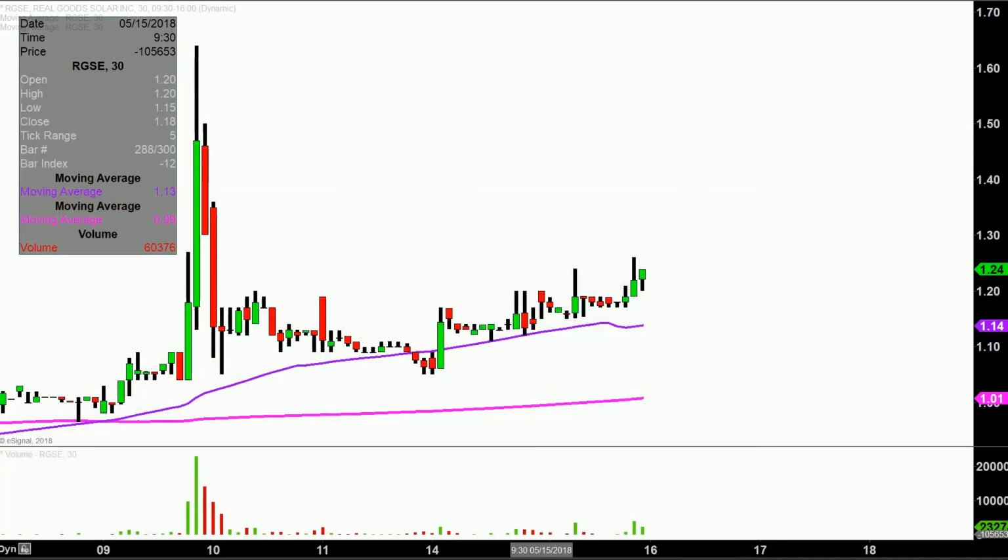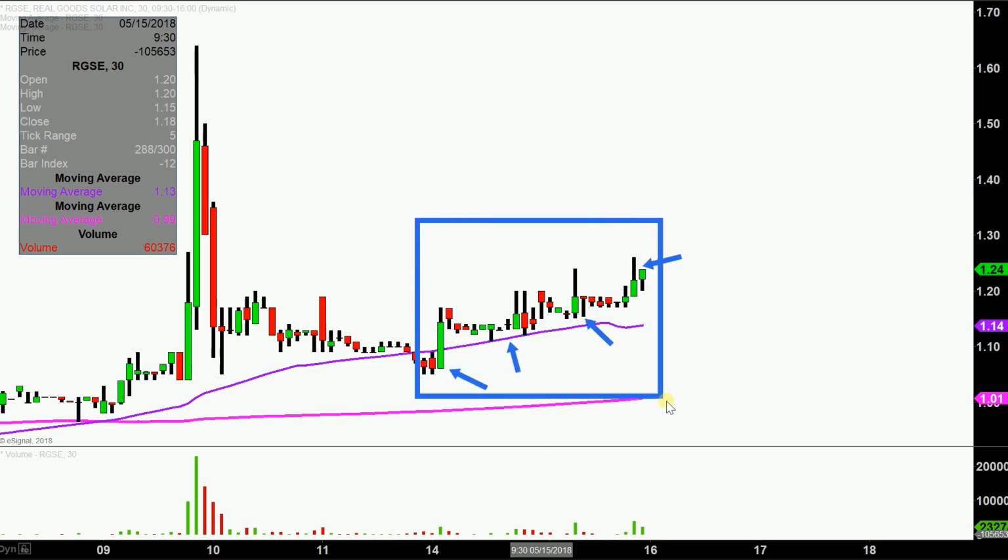Real quick, what do I mean by 30-minute, in case maybe you're new to charts? Instead of each one of these candlesticks representing one day's worth of price action, which is what you would normally see, each one represents 30 minutes. So while this may look like a few weeks' worth of time, it's actually just the past 2 days broken down into 30-minute time slices.